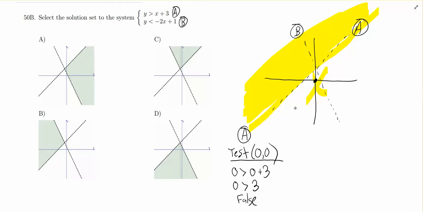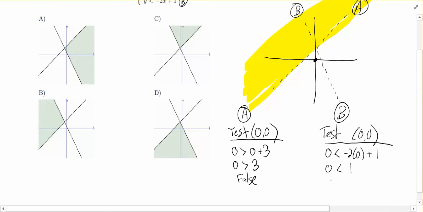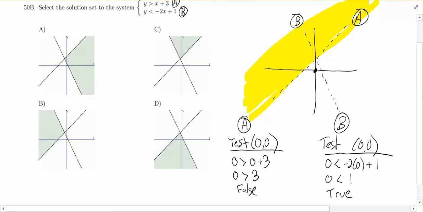So let me erase my X out of here. So now let's talk about the B. We're also going to test the origin on line B. So when I plug in 0, 0 on inequality B, we get 0 is less than negative 2 times 0 plus 1, or 0 is less than 1. Now that's a true statement, meaning I want to shade the origin on that line.